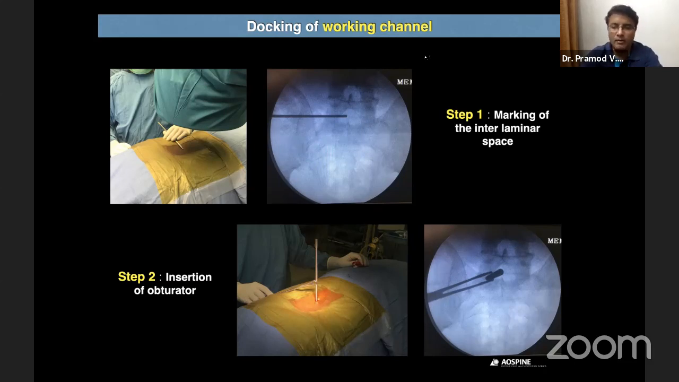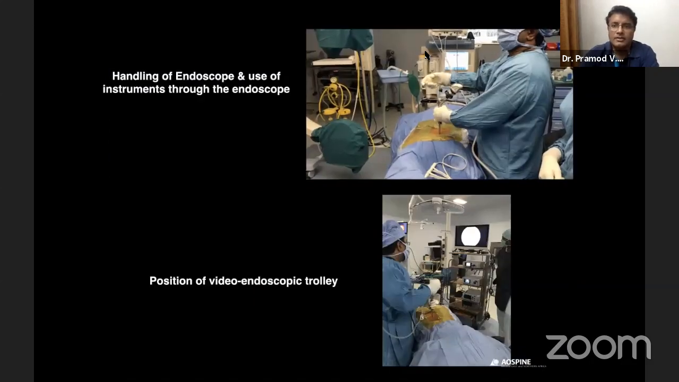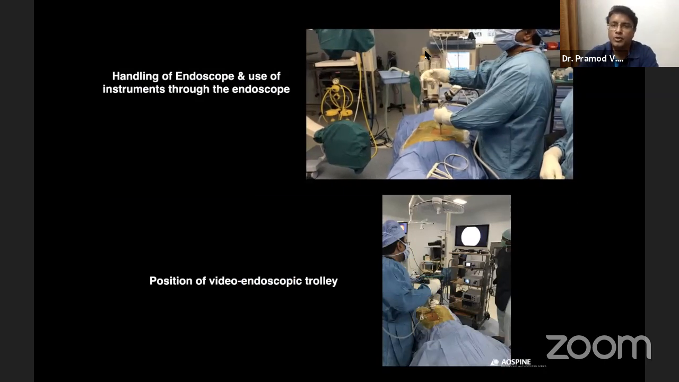Then you insert the working channel on top of it. Confirm the position. After removal of the dilator, the endoscope can directly be inserted through this working channel. So this requires hardly any imaging during the surgery. So this is how you handle the endoscope and the use of the instruments through the endoscope.